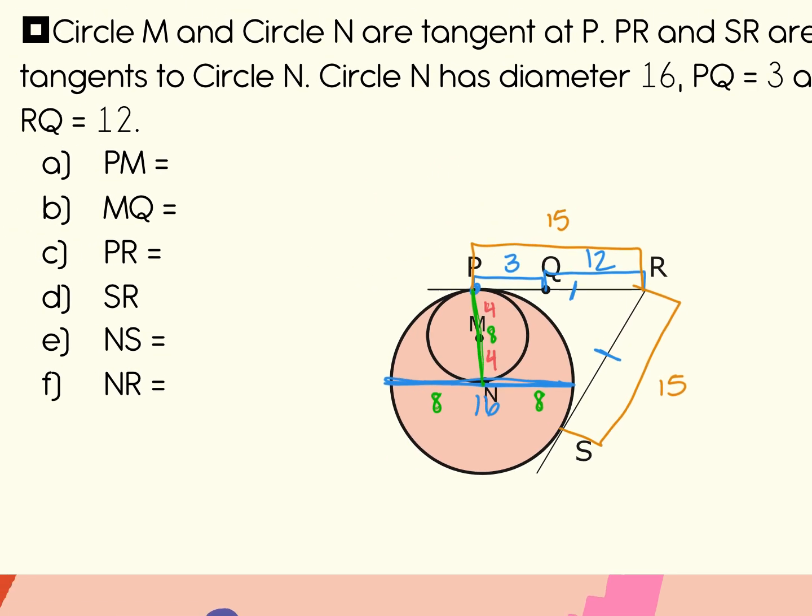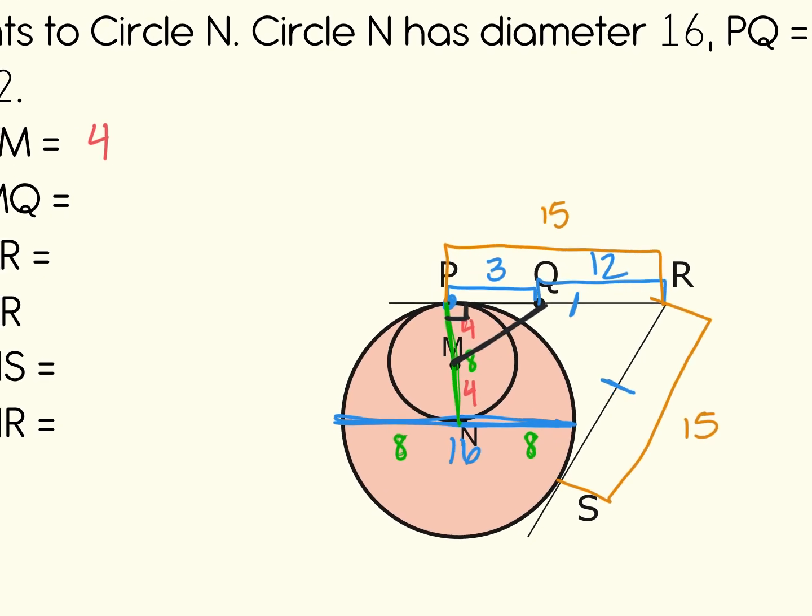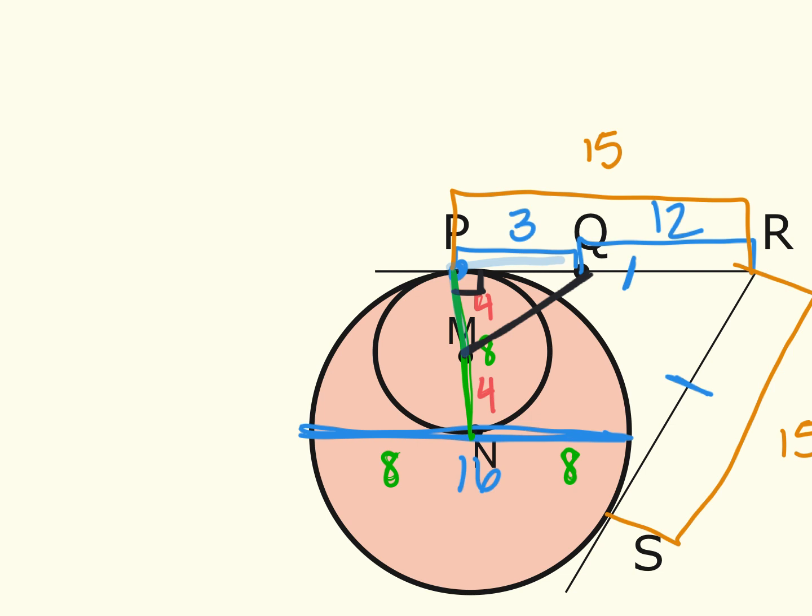Let me go ahead and see what they're asking for. PM. What's the measure for PM? 4. Good, we already found that. What about MQ? Look how I'm solving for MQ. MQ is right here. We know that this is a tangent line. It makes that 90-degree angle. So I'm going to highlight it. Look at what I'm trying to find now. This is my right triangle. I'm highlighting it. I know you could barely see it, but this is my right triangle.